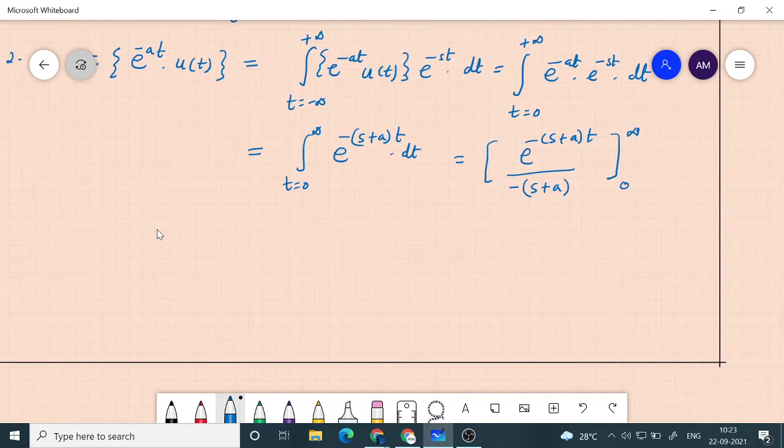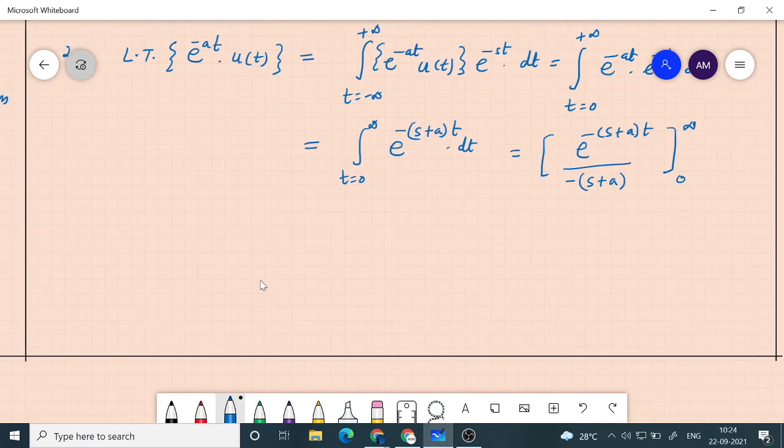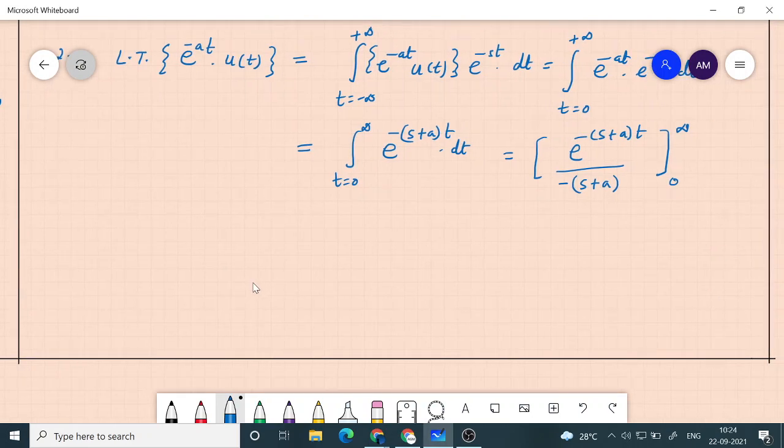Next step is very important. Often students miss the importance of the next step. That is, when I put t equal to infinity, what is the value of this particular signal? If I put the limits, 1 by s plus a with a minus sign, I can take it outside, e raised to minus s plus a into infinity, minus e raised to 0, which is 1.